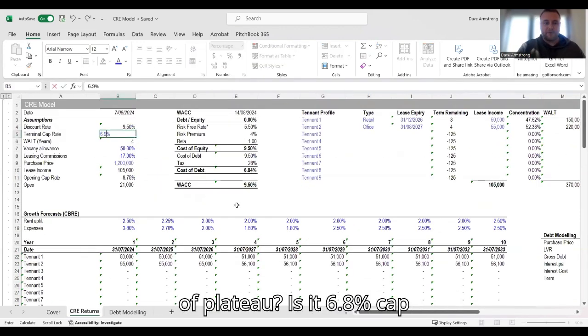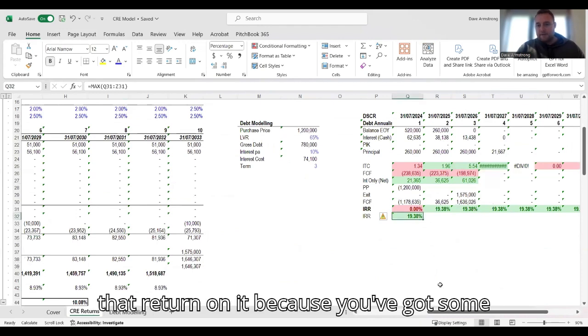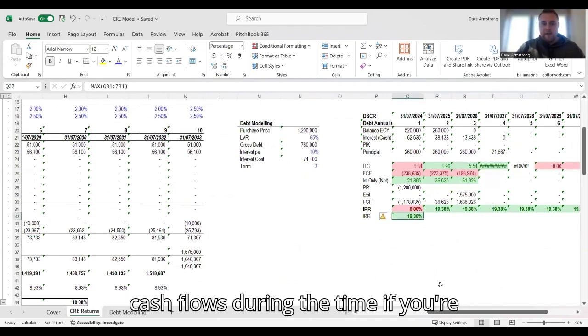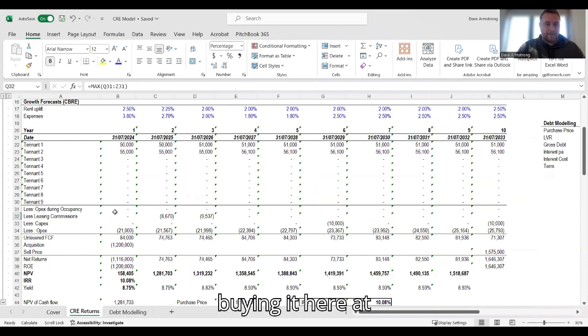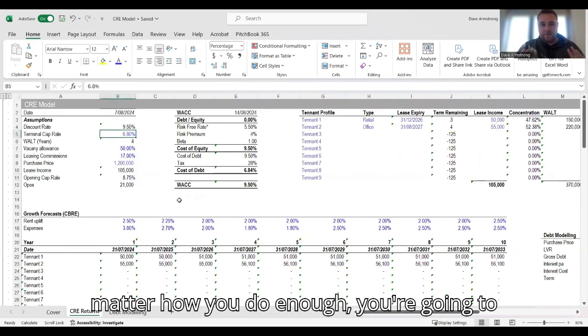What if it sort of plateaus at 6.8% cap rate? How does that affect it with the debt and not selling it? Well, you'll still make that return on it because you've got some cash flows during the time. If you're buying it here at 8.75 and you're selling at 6.8, doesn't matter how you do the math, you're going to make money on it.